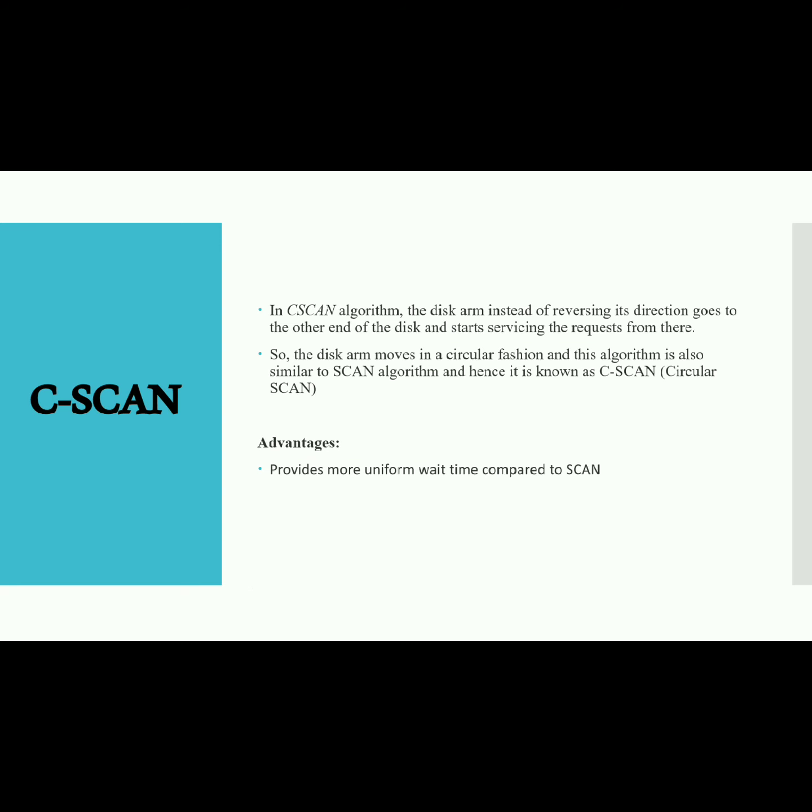Next, C-SCAN. In the C-SCAN algorithm, the disk arm, instead of reversing its direction, goes to the other end of the disk and starts servicing the requests from there. So the disk arm moves in a circular fashion and its algorithm is also similar to the SCAN algorithm, and hence it is called C-SCAN, that is circular scan. Advantages: provides more uniform wait time compared to SCAN.